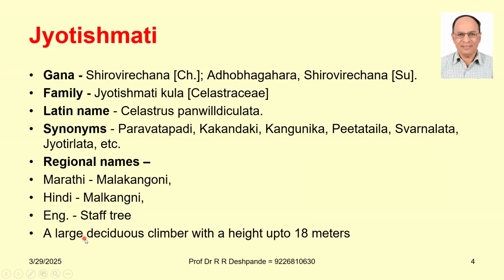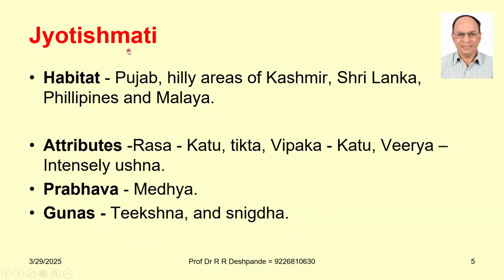Jyotishmati is a large deciduous climber with a height of up to 18 meters. Jyotishmati can grow in the regions of Punjab, the hilly areas of Kashmir, Sri Lanka, the Philippines, and Malaya.